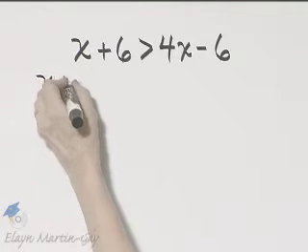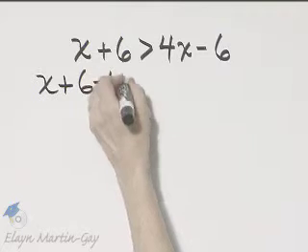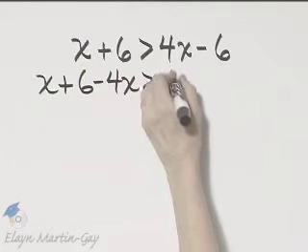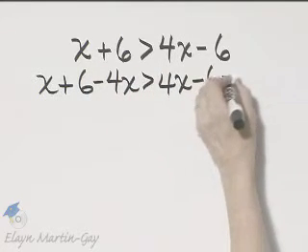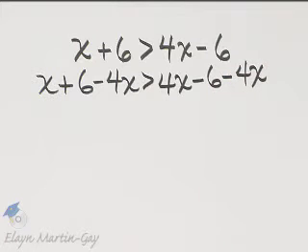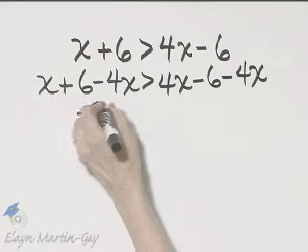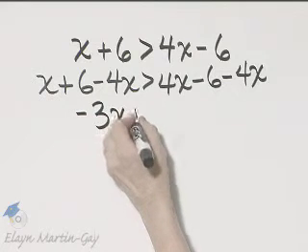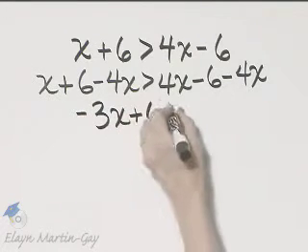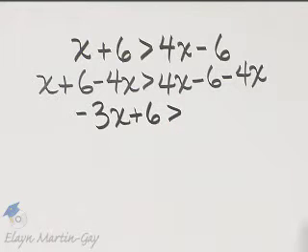So here's my left side, subtract 4x. And here's my right side, subtract 4x. The left side, I have 1x minus 4x. That's negative 3x plus 6 greater than, here the 4x's subtract out, and I have negative 6.